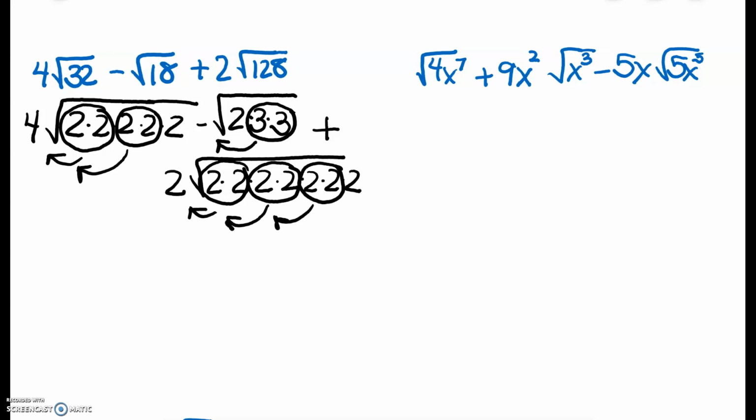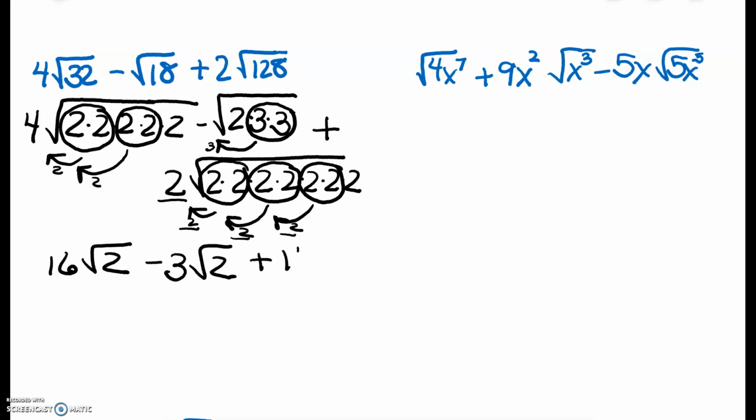So when I reduce this first radical, I get 4 times 2 times 2, which is 16 radical 2. When I pull out the 2 3's, I pull one of them out and I get 3 radical 2. And now when I reduce this last radical, I have 2 times 2 times 2 times 2, which is 16. And I can't forget I have this 2 left over, so it goes under the radical.